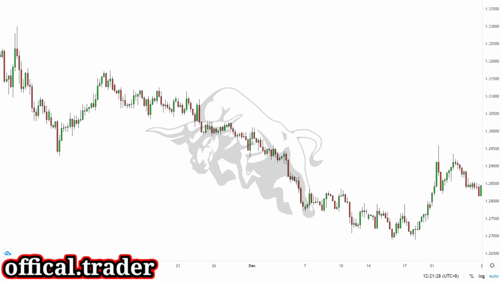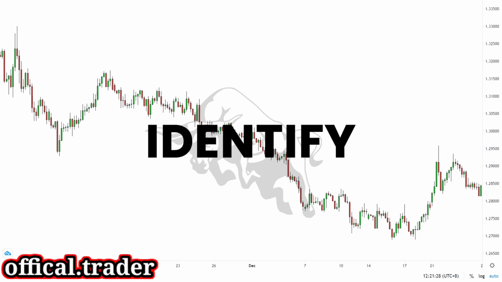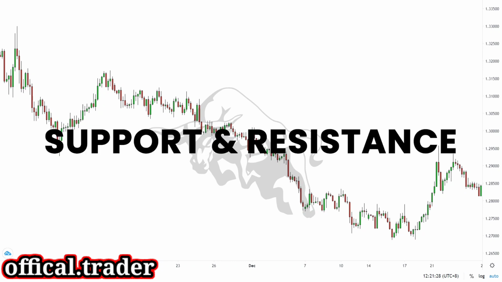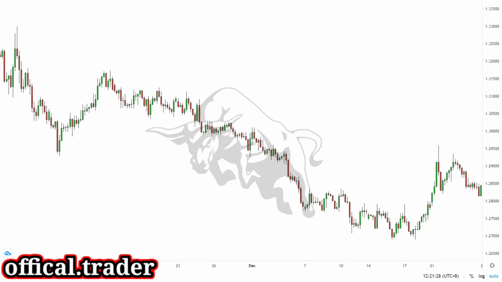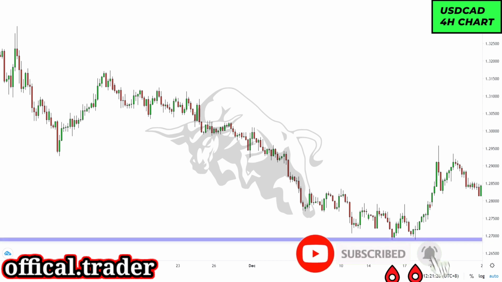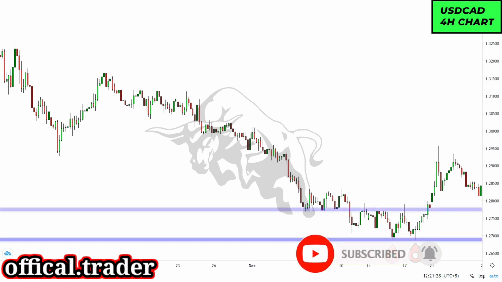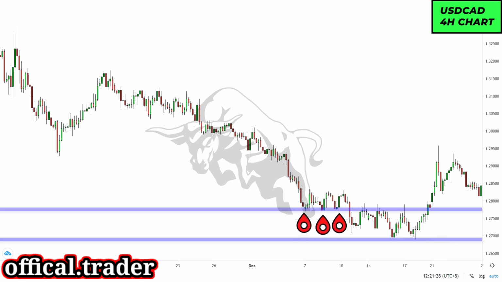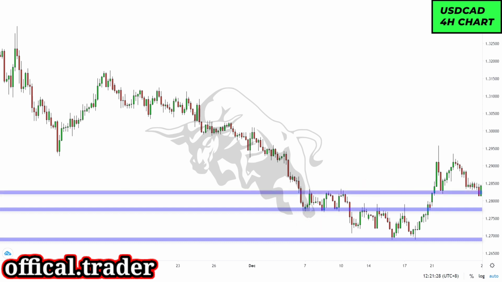So the first step of this strategy is going to be to identify a higher time frame level of support and resistance. So here we are on a 4-hour chart of the dollar Canadian. We have a level at the very bottom of the chart that acted as support twice. We have another level above that one which acted as support 3 times and also as resistance 3 times.